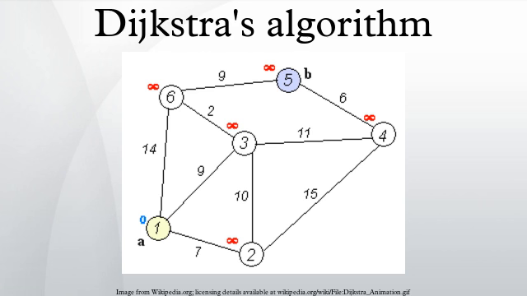Algorithm. Let the node at which we are starting be called the initial node. Let the distance of node Y be the distance from the initial node to Y. Dijkstra's algorithm will assign some initial distance values and will try to improve them step by step.